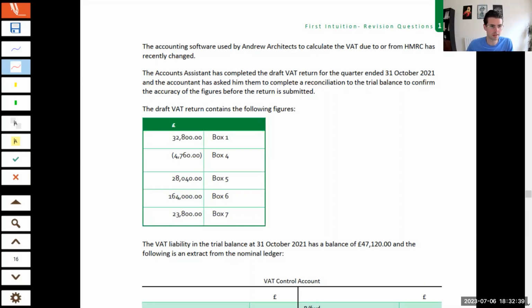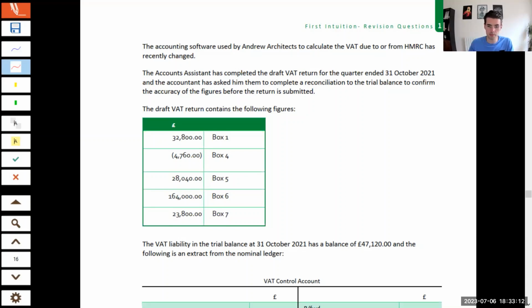Got some information here. So what can we ascertain? What can we discover from this? Well, it says the draft return contains the following figures. As we can see here, I've got different amounts for each one of the boxes. Box 1, box 4, box 5, box 6, box 7. Box 1 is VAT due on sales, box 4, as we just said, is reclaimed on purchases. Box 5 is the VAT to be paid or reclaimed, basically the difference between the two. You've got box 6, which is your sales and outputs ex VAT.